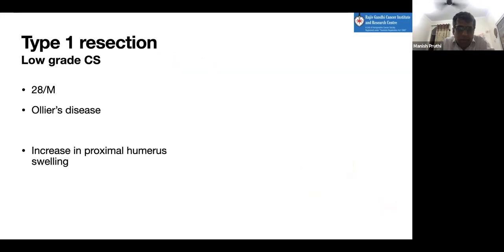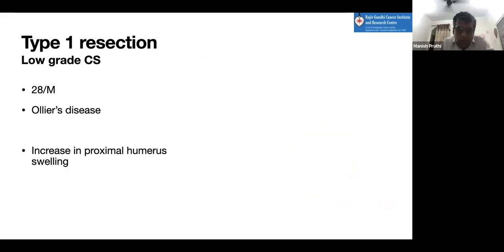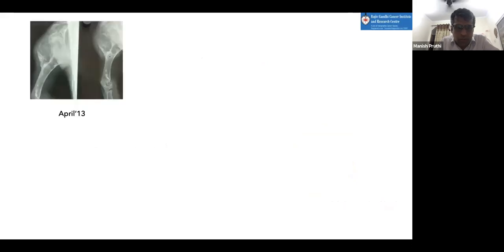This was a patient of a type 1 resection, a 28-year-old male with a low-grade chondrosarcoma. Actually, he had Ollier's disease, and all of us know what Ollier's disease is. It is multiple enchondromatosis, where one of the tumors can convert into a sarcoma. He had an increase in the proximal humerus swelling. We can see the follow-up radiographs.